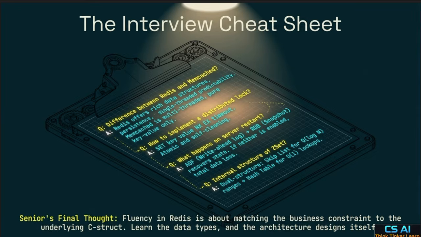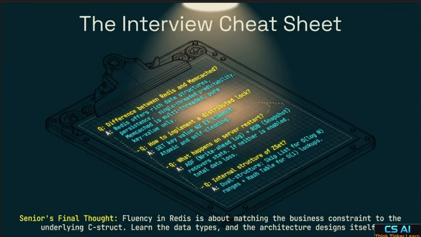To wrap up, here is your interview cheat sheet. If asked about the difference between Redis and Memcached, point to the threading and the data structures. If asked about persistence, mention the trade-offs between RDB and AOF. And remember, fluency in Redis isn't about memorizing commands. It's about matching the business constraint to the underlying data structure.